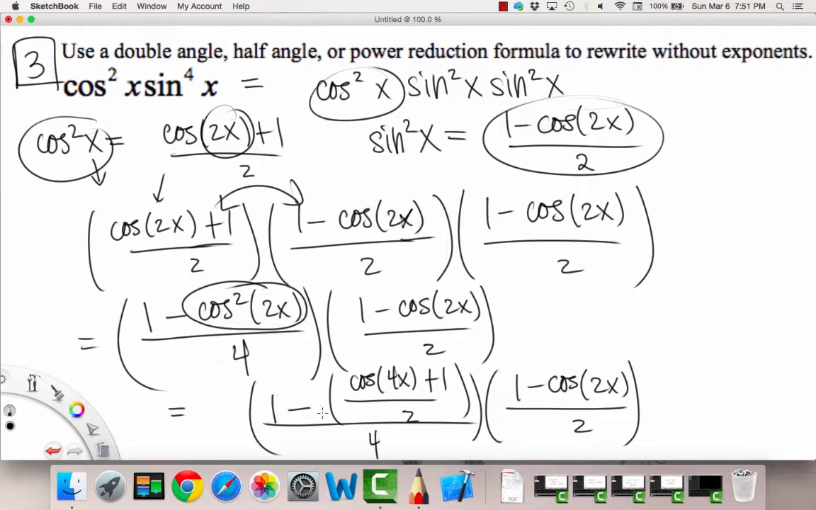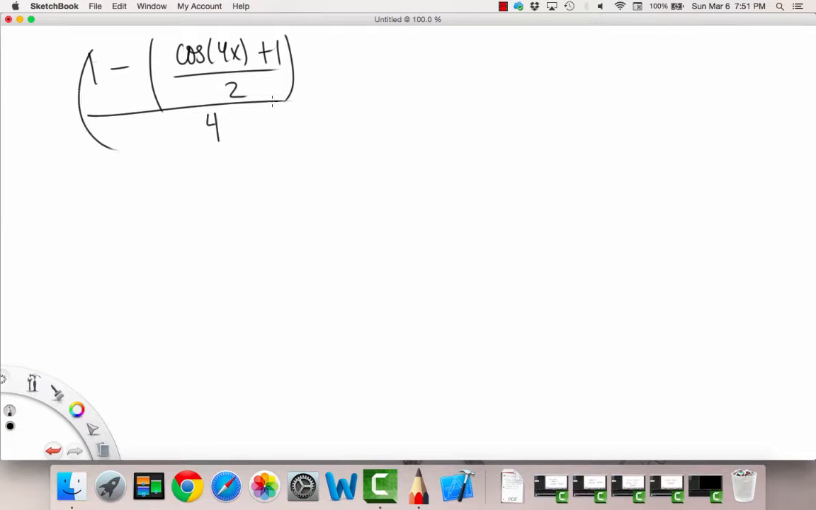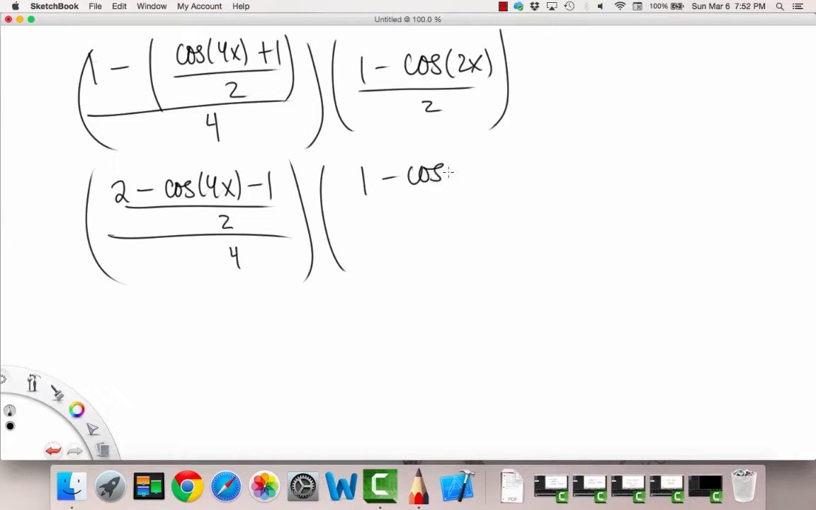So now, let's see what this simplifies to on the next slide. So we have 1 minus, and let me just rewrite everything so we're all on the same page. Cosine of 4x plus 1, and then over 2, and then this is being divided by 4, okay? And then we're multiplying it times 1 minus cosine of 2x, and then divided by 2, okay? So on the top, I'm just going to get that common denominator there. So this will turn into a 2 minus cosine of 4x minus a 1 over 2, and then over a 4, okay? So 2 minus 1 will just turn into a 1, but we'll do that on the next step, and I'm just going to rewrite this second part that's just kind of tagging along at this point.